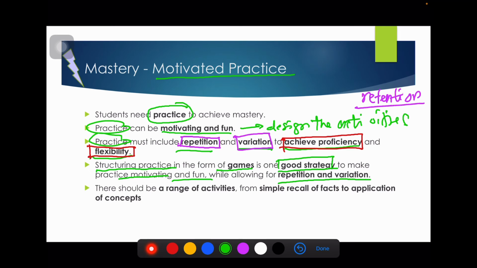Variation means that to reach there, you have to, for example, solve some form of mathematical problem, which leads to the solving of the actual problem. Now, there should be a range of activities from simple recall of facts to application of concepts.